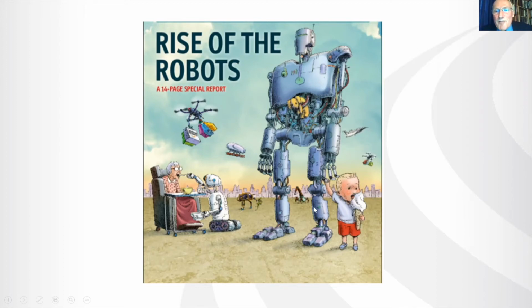Substitution of capital for labor. And here we have a little smaller robot feeding grandma. Again, this is a cartoon. It's not serious. But it's an important message that we have to think about. And on that note, ladies and gentlemen, I will stop.